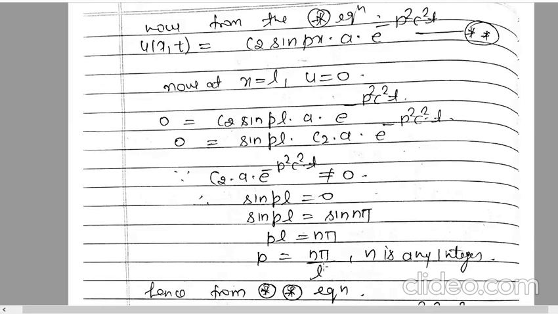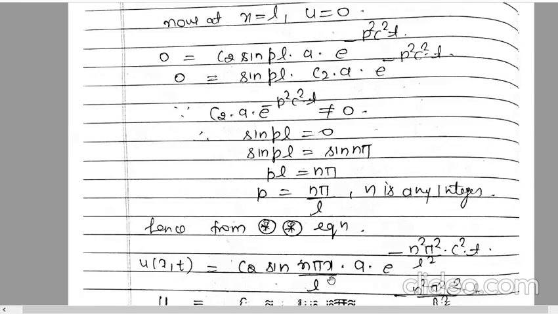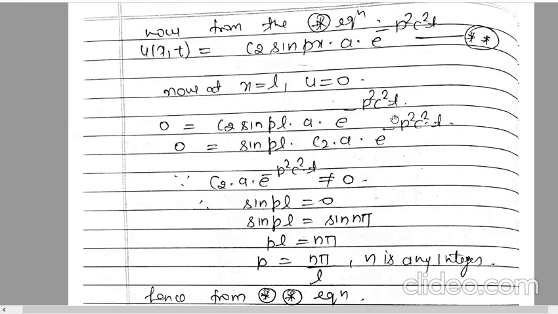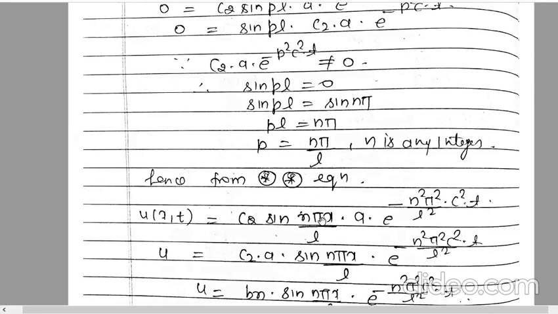So we are getting p from here, right? So our p is equal to n pi upon L, where n is any integer. So put the value of p in the double star equation. So u(x,t) is equal to c2 sin px, meaning sin n pi x upon L, into A into e to the power minus n square pi square upon L square into c square into t, right? So we can see that we are getting a solution here.